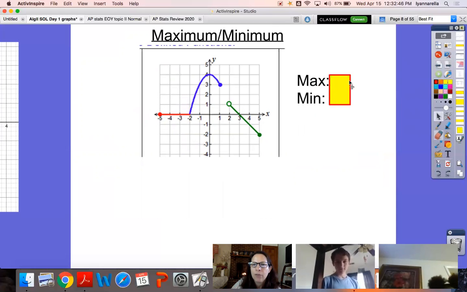4. 4, good. You're reading the y value. I love that you read the 4. And where's the min? -2. -2, very good. So maxes and mins are just the highest point in a localized area and the lowest point in a localized area. In this case, the highest point on the whole graph is 4 and the lowest point on the whole graph is -2. Always read the y values.